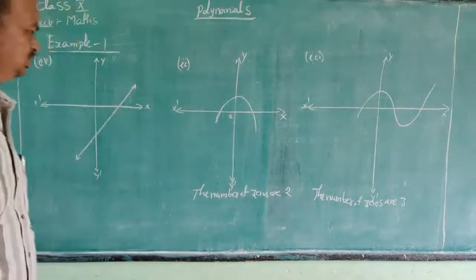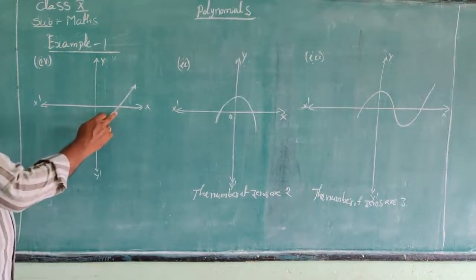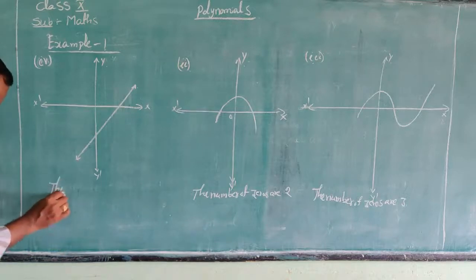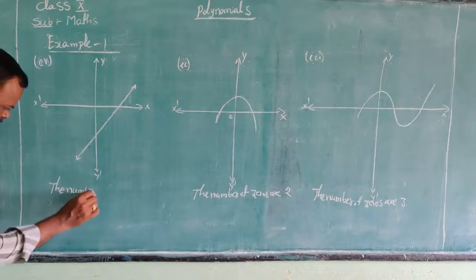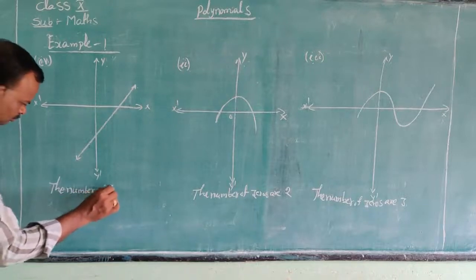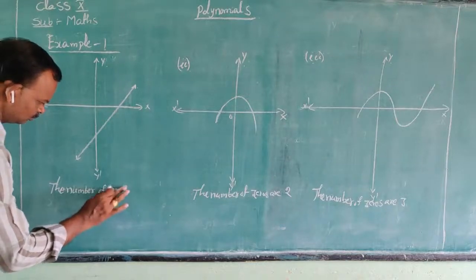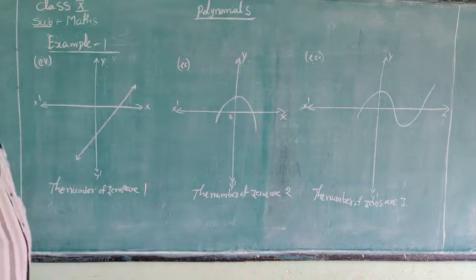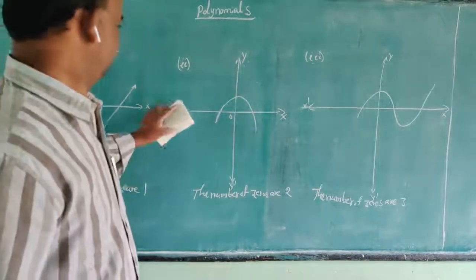Here the graph touches the x-axis at only 1 point. So the number of zeros is 1. Next, the fifth one.